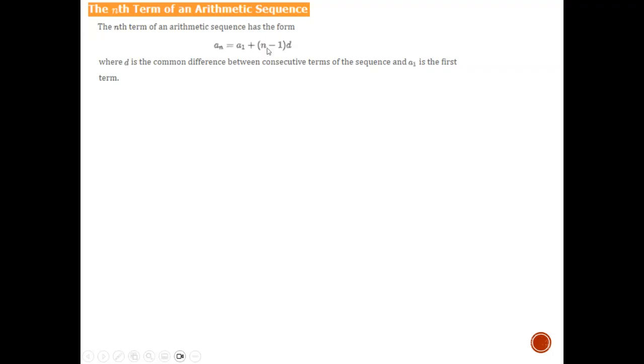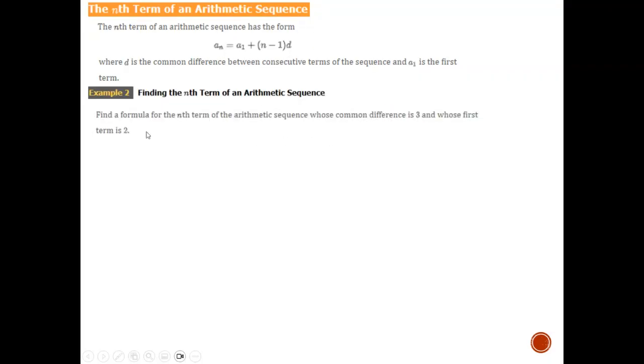So an arithmetic sequence has a formula that we can use. If we know it's arithmetic, we can take any term, a sub n, and find it this way by plugging in what the first term is, a sub 1. You plug in the n that you want to find, minus 1 times that d, that common difference, okay? So that's a formula we can use when we know a sequence is arithmetic.